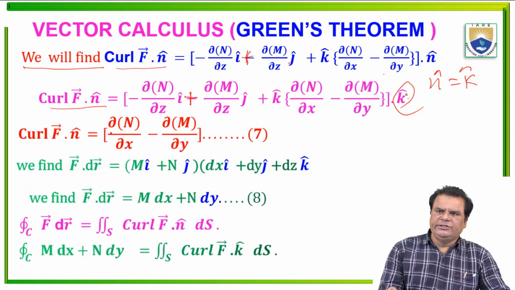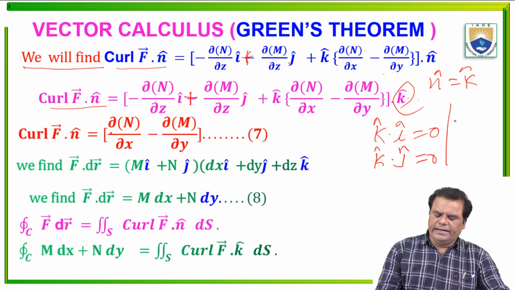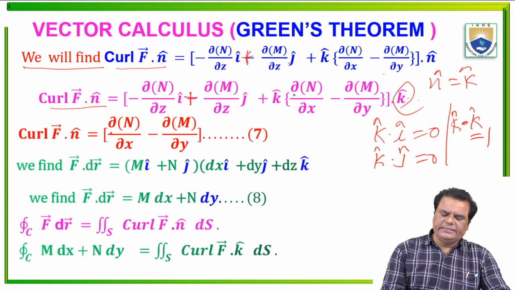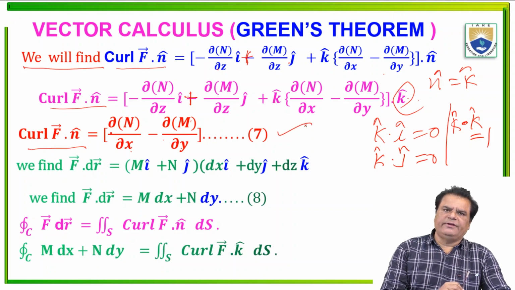Here the i and j components are 0, so multiply by k dot k. K vector dot i vector is 0. K vector dot j vector is 0. Only k vector dot k vector remains, and this is 1. So here multiply this one, this. So we write curl F dot n equals ∂n/∂x minus ∂m/∂y. This is equation 7.